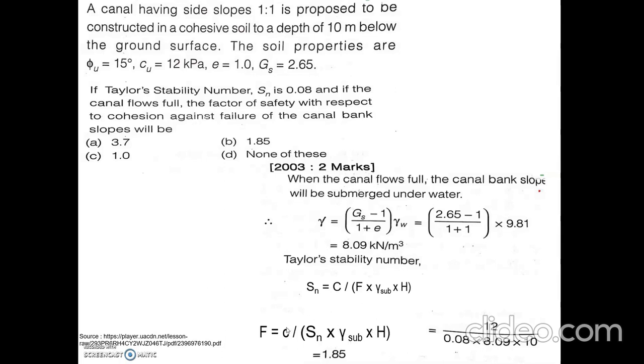So substitute here the value of C, which is given as 12 in the problem, divided by the value of Sn, which is 0.08. Gamma submerged we have found out that is 8.09, and height of the slope is 10 meter. So substitute here 10, with which we get factor of safety equal to 1.85.